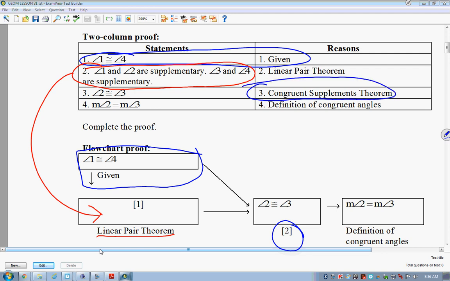Congruent supplements theorem. And I'm not going in today and trying to explain the proof to you. I'm just trying to explain how we go from a two-column proof to a flowchart proof. Okay? Does that make sense? So if you can write a two-column proof, do you see how we can write a flowchart proof? We're not learning really anything new other than just a different way to show it. Okay?